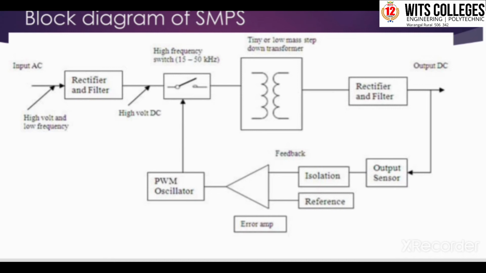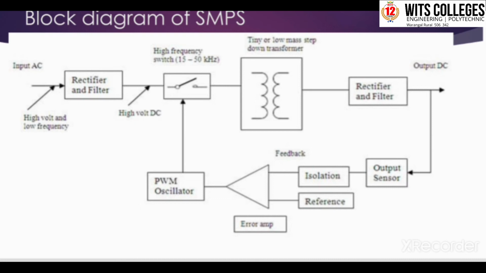So high voltage DC is input to the high frequency switch, which is operated at a frequency range of 15 to 50 kHz, and then it is fed to the primary terminals of the step down transformer. The step down transformer is only a fraction of the size of a comparable 50 Hz unit, and thus it relieves the size and weight problem.